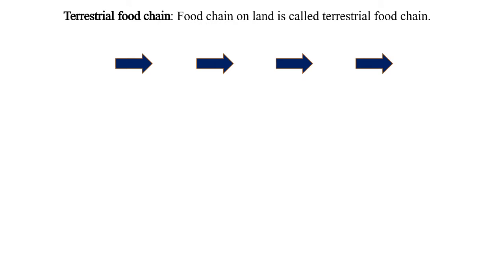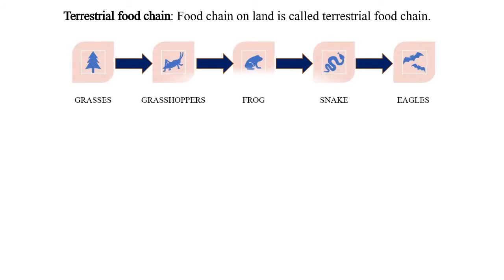Terrestrial food chain. Food chain on land is called terrestrial food chain. Examples of terrestrial food chain are grassland food chain, forest land food chain, and desert land food chain. In grassland food chain, you can see the grasses are eaten by grasshopper, frog eats grasshopper, snake eats frog, and the snake is eaten by the eagle.